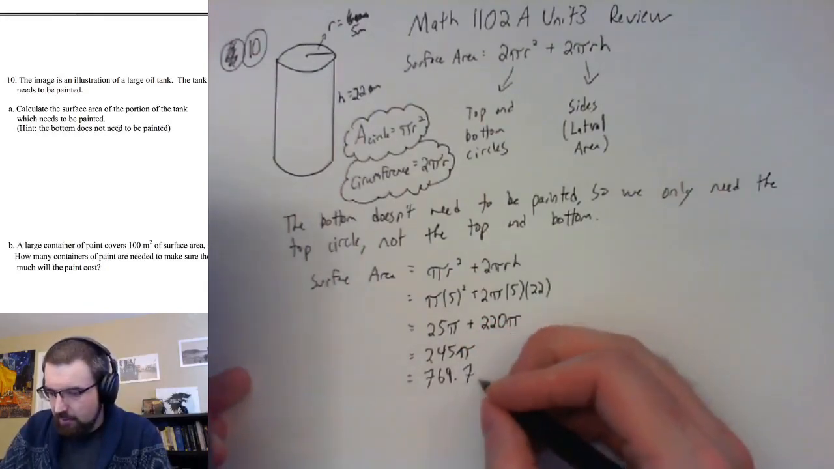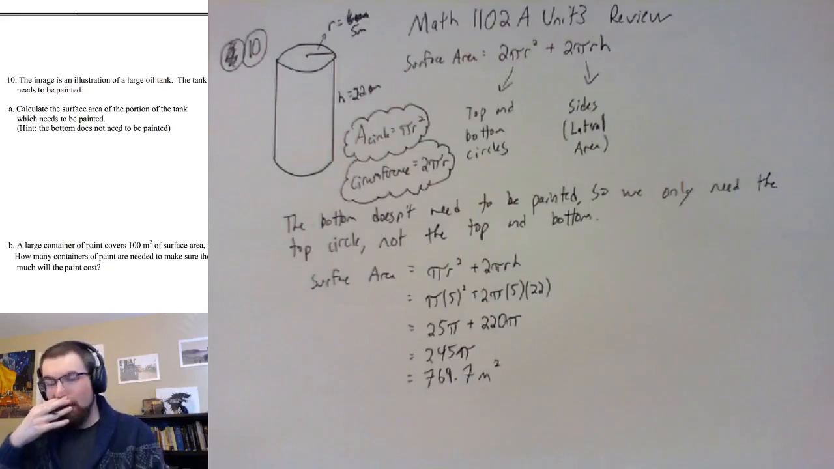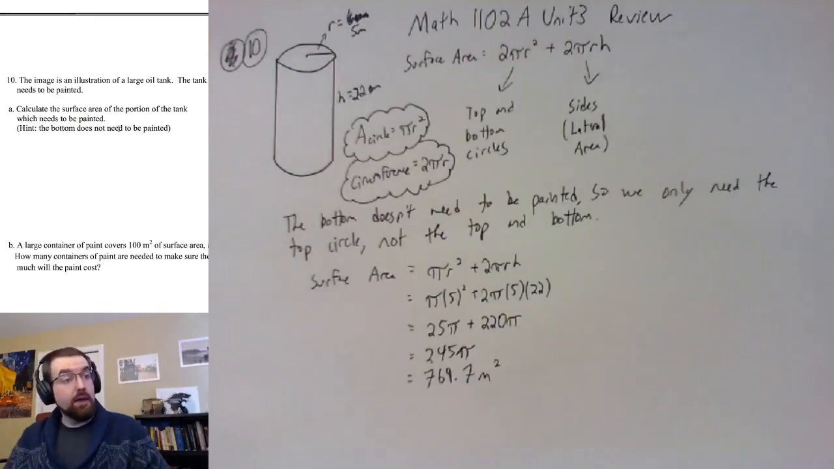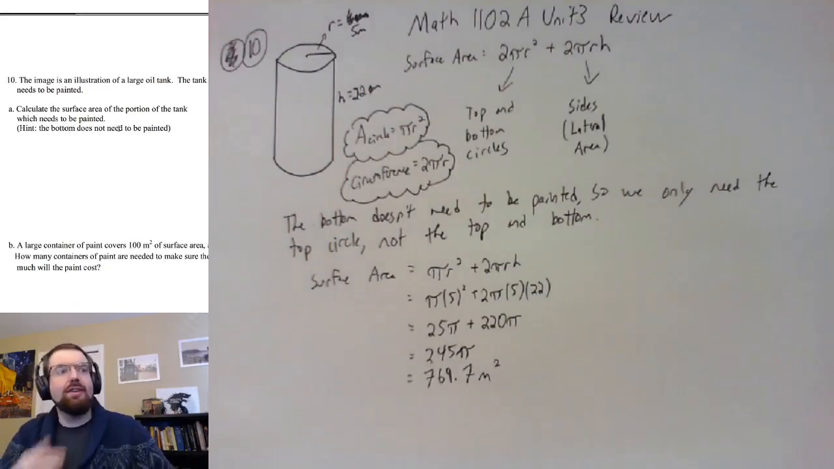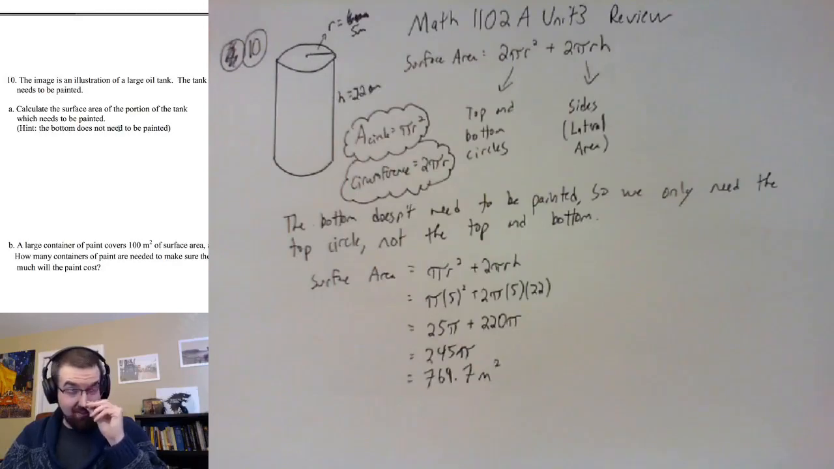769.7 meters squared. Okay? It's an awfully big tank. 22 meters high. My goodness, 22 meters high. That's 66 feet high. Or more than that, like 70 feet high. A 70-foot high tank. Boy, you're not fooling around. That's a fuel stockpile for the ages. That's what that is.